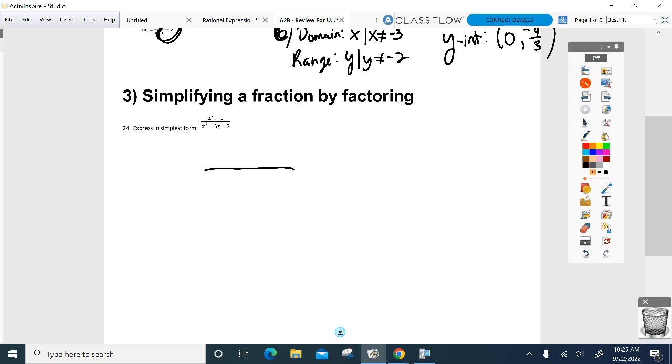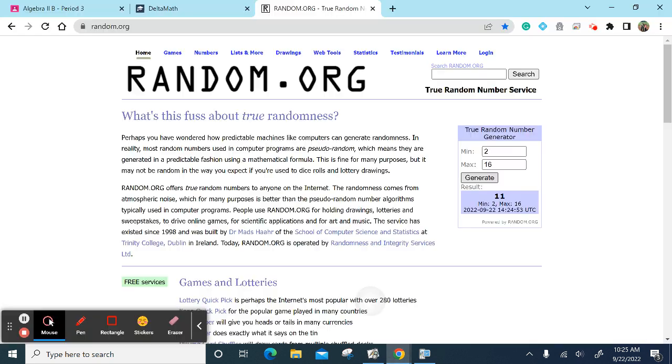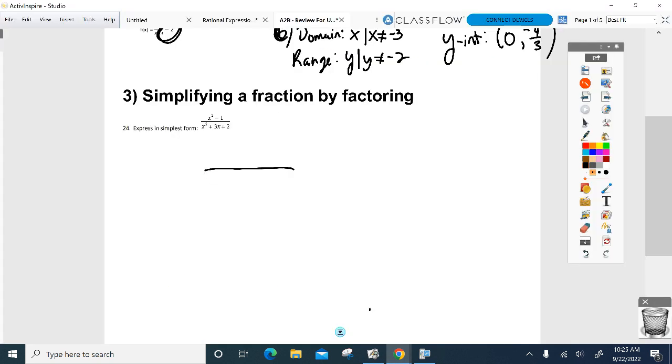Somebody factor the top for me before I cross out. What do you say here? 11 again. Factor the top. X plus 1 and X minus 1. Good job, Nick. X plus 1, X minus 1. And how about the bottom?